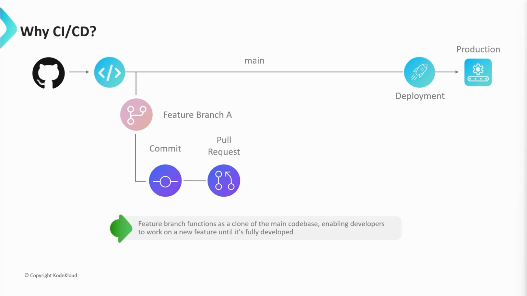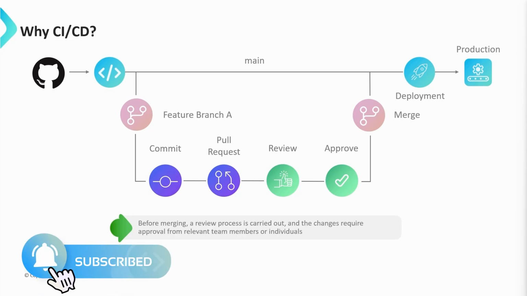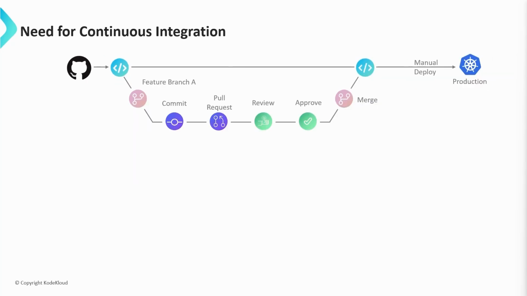But before the merging takes place, a review process is carried out so that the changes require approval from the relevant team members or individuals. Following a successful merge into the main branch, the code is then deployed to production either manually or through an automated process. This situation poses a significant risk to the application stability, as there is often no testing conducted on the newly merged code before it reaches the production environment.